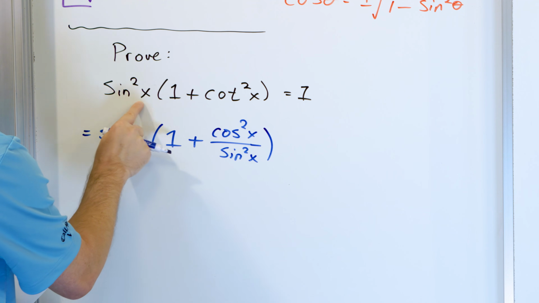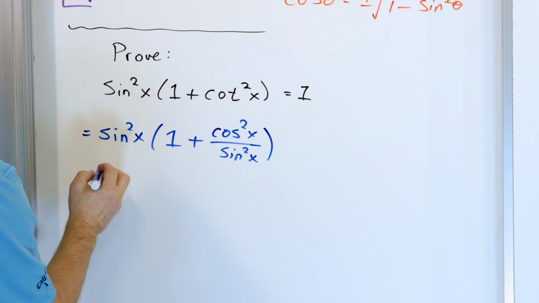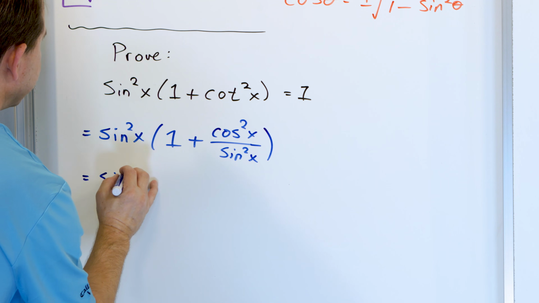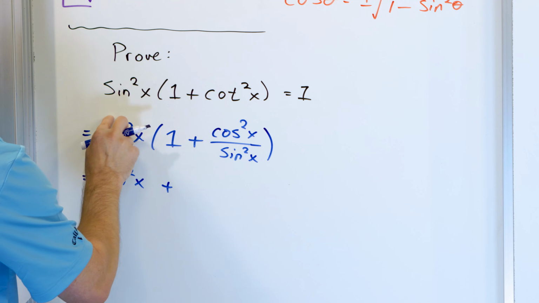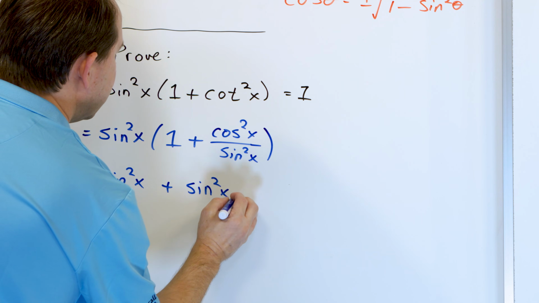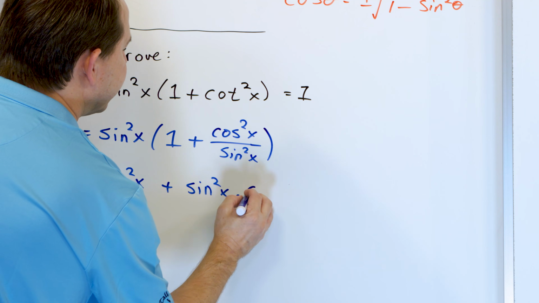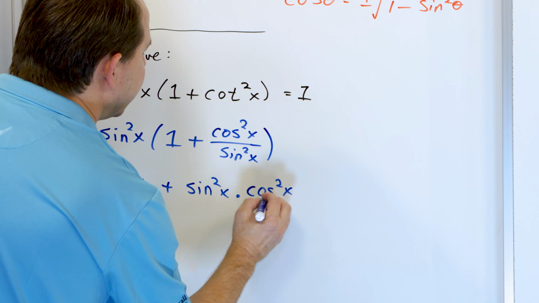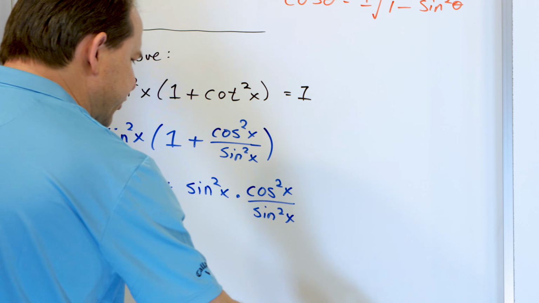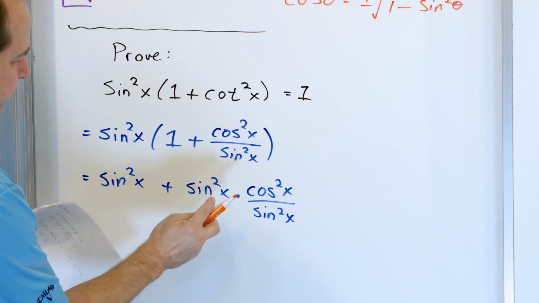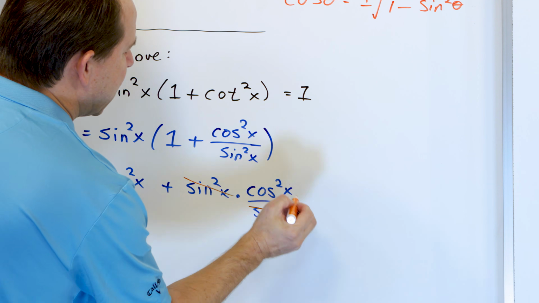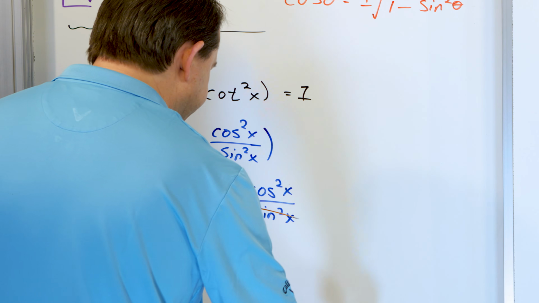We need to distribute the sine in. So when we take sine squared times 1, we get sine squared of x. But then for the plus sign, we have to multiply this in. Don't do too many things at once. We have a sine squared, and then this fraction, cosine squared of x over sine squared of x. But you can see right away that, because this is over 1, in the numerator we have a sine squared and in the denominator we have a sine squared, so they go away.